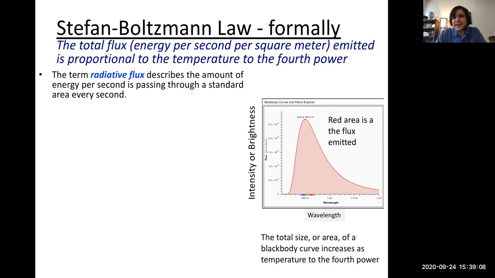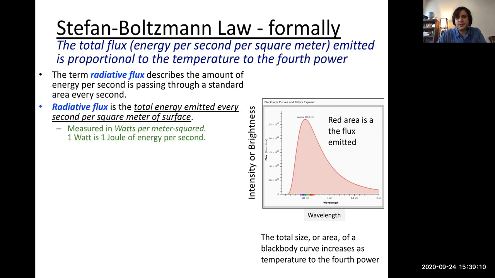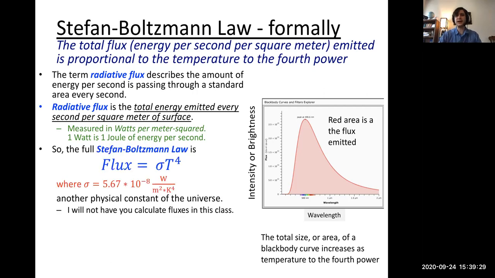So we need the area, and the radiative flux term is the one that takes care of it. So it's the total energy emitted every second per square meter of surface. So it's how many watts, energy per second, joules per second, how many watts per meter squared. This allows us to get the full version of the Stefan Boltzmann law, a more powerful version, the one that has an equal sign. We have to use the radiative flux because we have to account for that area.